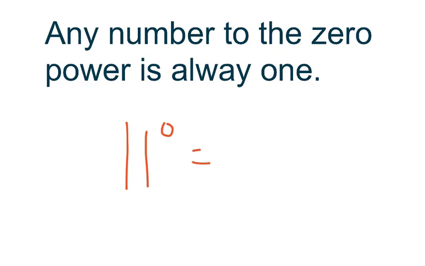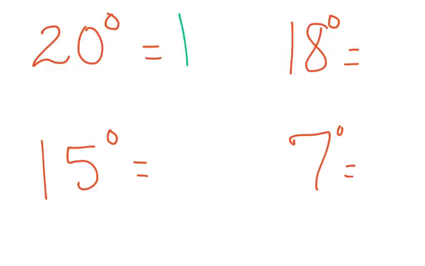The next trick is that any number to the 0 power is always 1. So, no matter what the base is, if you have a 0 as your exponent, your answer is going to be 1. So 11 to the 0 power is 1. 20 to the 0 power is 1. 15 to the 0 power, 1. 18 to the 0 power, 1. 7 to the 0 power, 1. So again, any number to the 0 power is always going to give you the answer 1.